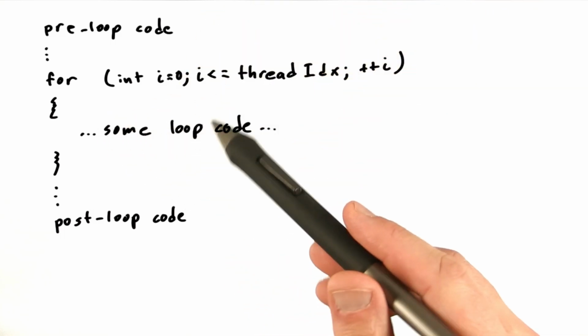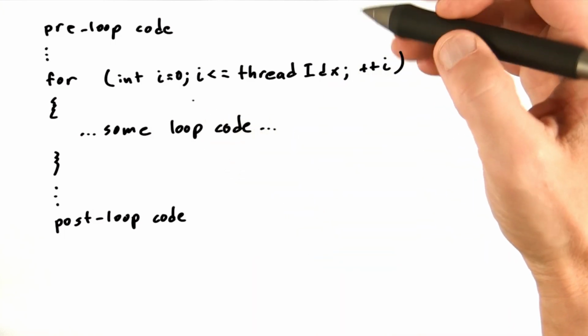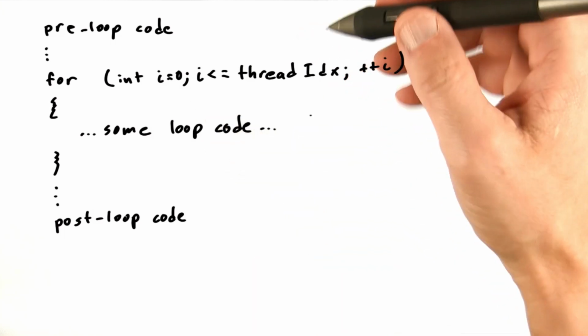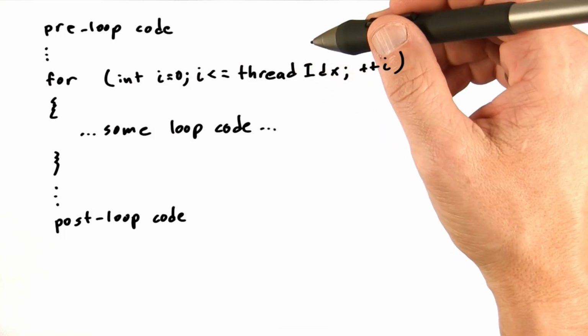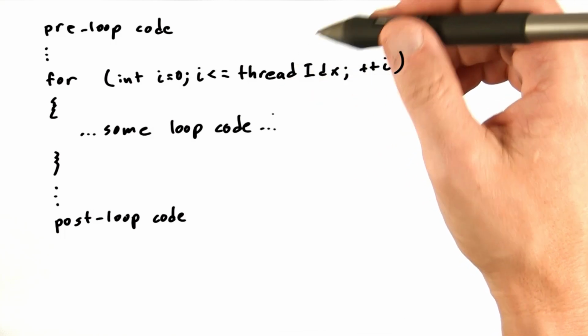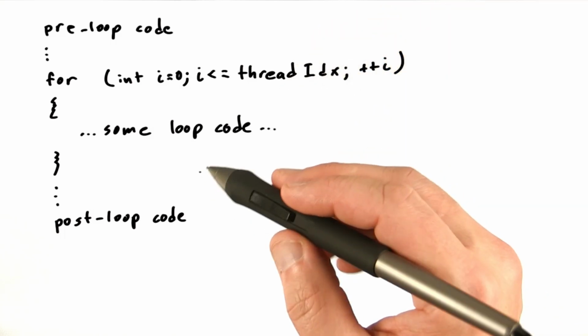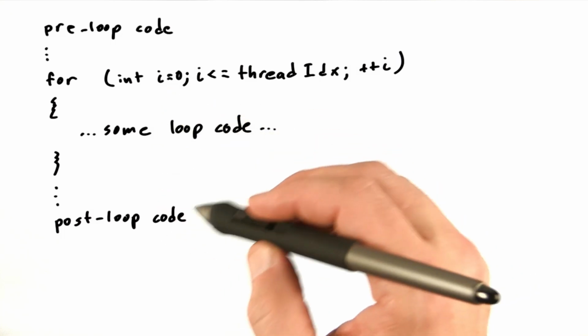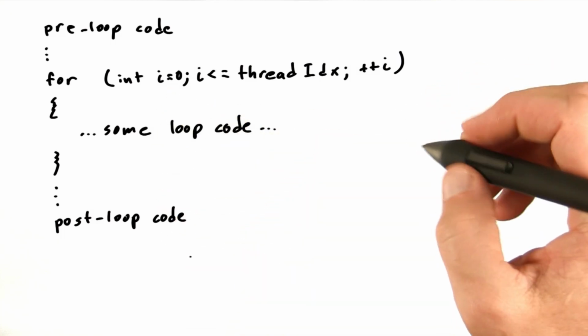And the way I've constructed it is they're going to go through this loop a number of times equal to their thread index. So thread 0 will execute this code once, thread 1 will execute it twice, thread 2 will execute it 3 times, and so on. And then eventually they're all going to exit the loop and proceed and do some post-loop stuff. So what does this look like?